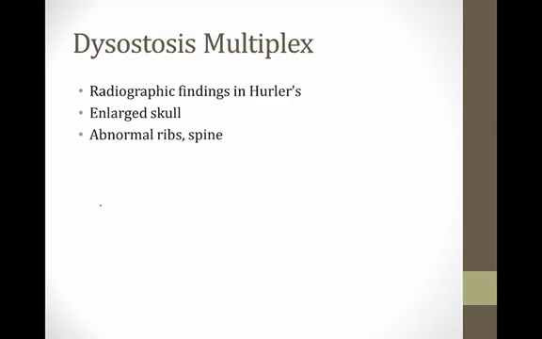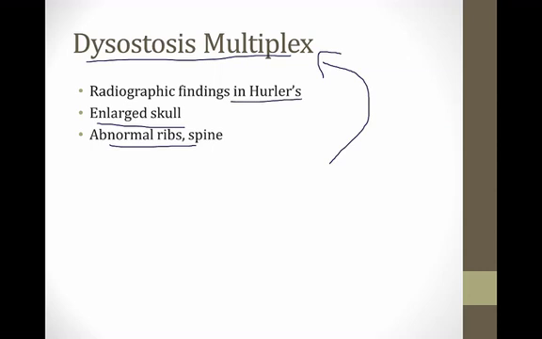Children with Hurler's syndrome have a characteristic set of X-ray findings called dysostosis multiplex. This includes an enlarged skull and abnormal ribs and spines. Dysostosis multiplex is very rare, and you don't need to know how to recognize it, but you should know that this is what it's called when you take X-rays of children who have Hurler's and examine the skull and the ribs and the spine.